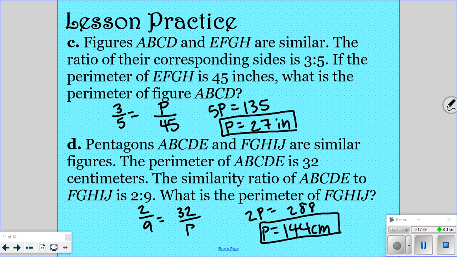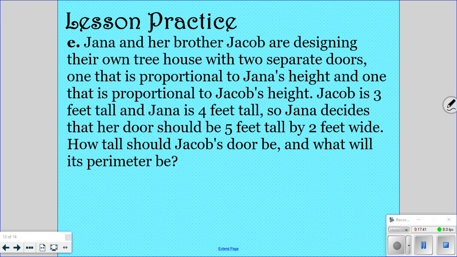Okay, we're going to look at one more practice problem. So y'all try this one by yourself, and then unpause the video and I'll go over it.